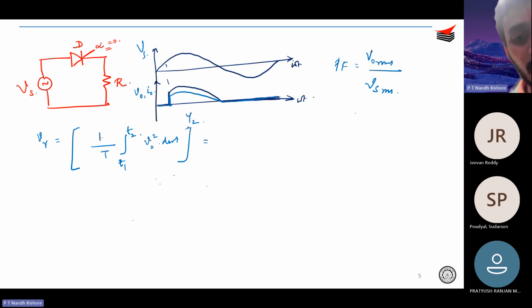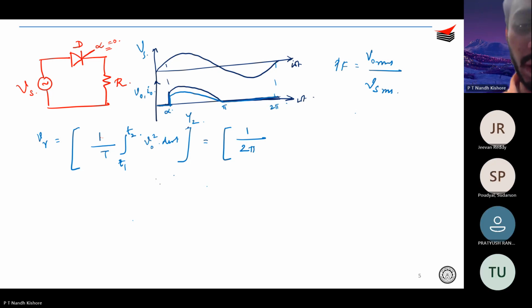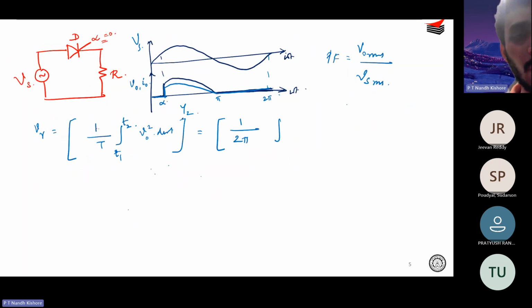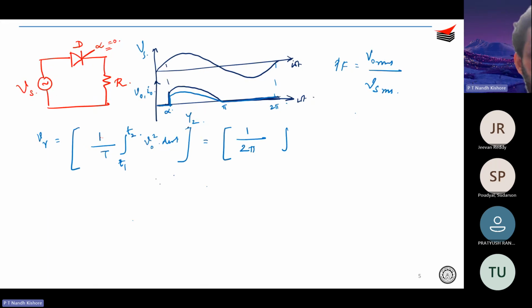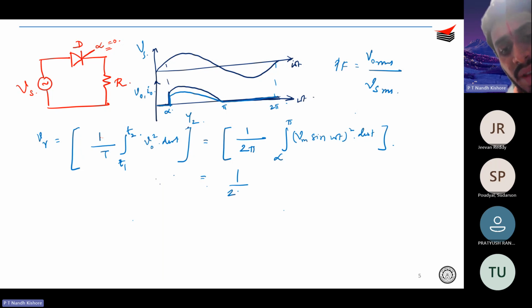So in the over root, over power 1 by 2. So it's going to be 1 by 2 pi, which is the total time period, correct? So 1 by 2 pi integral. So what should be the integral? Integral will be from alpha to pi, right? And what is this waveform? This waveform is going to be Vm sine omega t, the whole square d omega t. I'm not going to solve this. You will eventually end up with root over 1 by 2 pi.